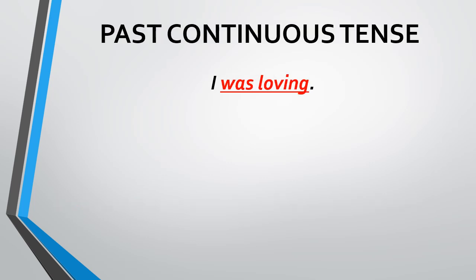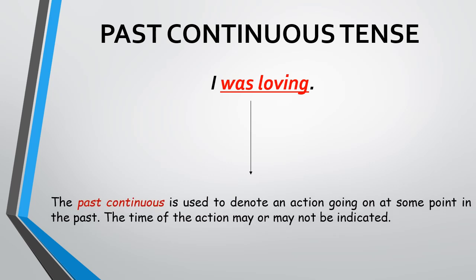The next subtense under past tense is past continuous tense. As I told you in my previous video where I was dealing with present tense, whenever we have the word continuous in the tense, we have ing in the example. So, I was loving. The past continuous is used to denote an action going on at some point in the past. The time of the action may or may not be indicated. For example, I was watching a movie when my father arrived.